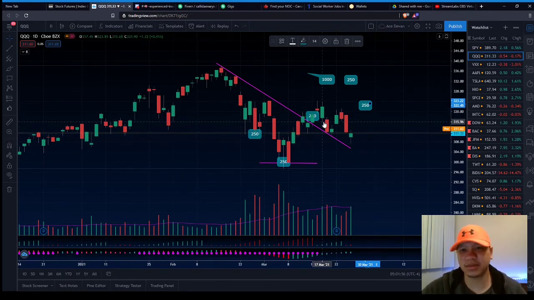So mas maganda talaga mag dollar cost averaging kasi hindi natin alam kung ano talaga mangyayari sa market.